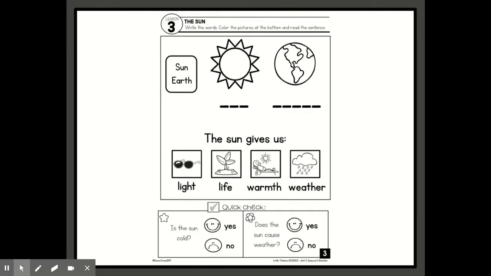All right, today on Class Dojo, you're going to see this worksheet that you get to write in. You're going to write in the words that represent what this is. What is this the picture of? Sun. So you're going to write the word sun underneath. What's this a picture of? Right, it's the earth. So you'd write earth underneath. And then you're going to color in which ones the sun gives us. Does the sun give us light, life, warmth, or weather? You're going to color those in.